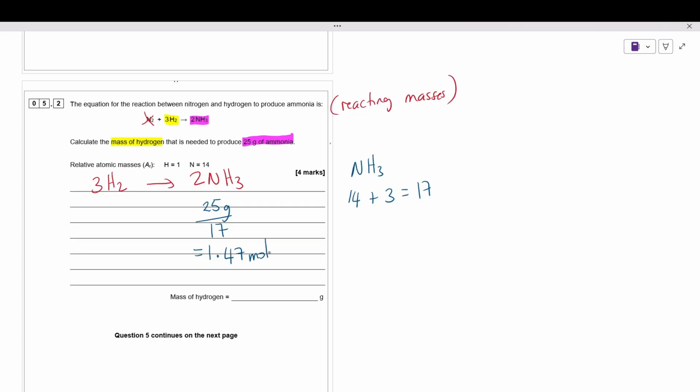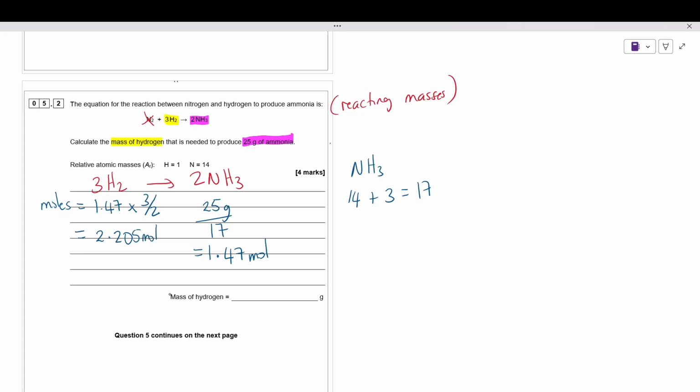Once I've done that, I'm going to get a number of moles of 1.47 moles. And this is going to represent the 2 moles of ammonia. Remember, it's in a mole ratio of 2 to 3. So if this represents 2 moles, I need to now figure out what 3 moles will be, and I'm going to be using that mole ratio to help me. So moles is equal to that 1.47, which represents the 2, multiplied by 3/2, so that I can find what 3 moles actually is. And that's going to give me 2.205 moles of my hydrogen.